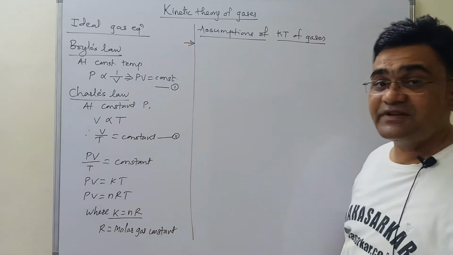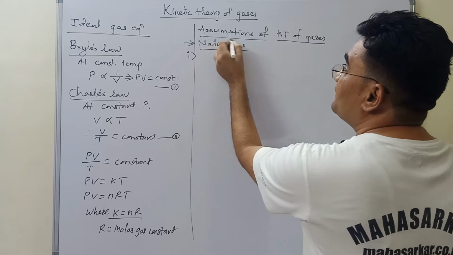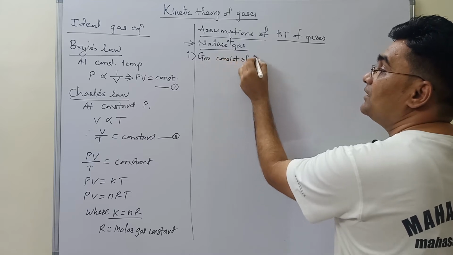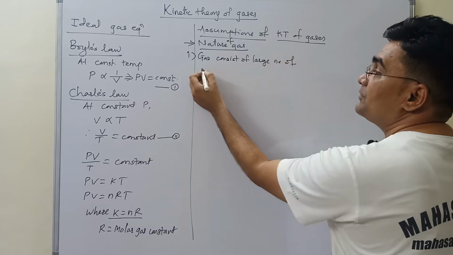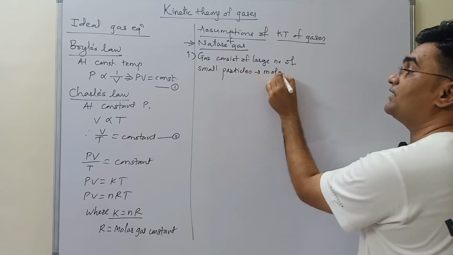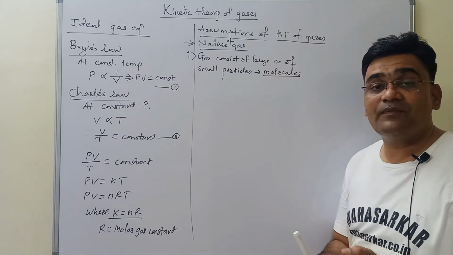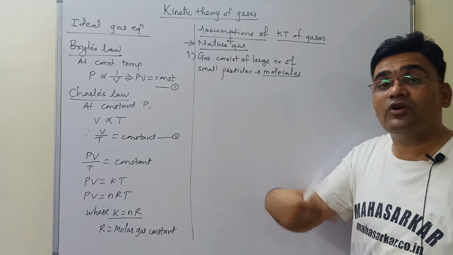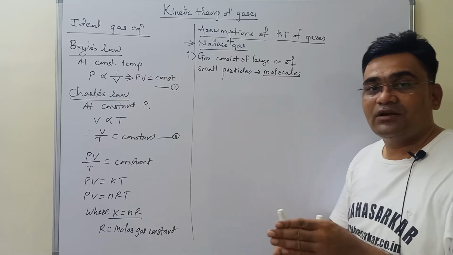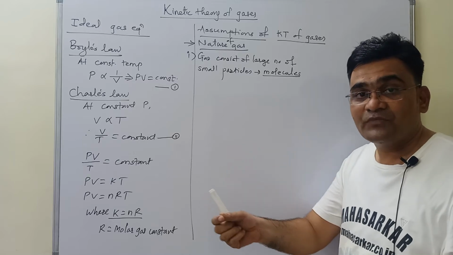There are two assumptions. First is regarding the nature of gas. According to this assumption, every gas consists of a large number of small particles, and these particles we now call molecules. According to the assumptions of kinetic theory of gases, a gas is made up of a very large number of small particles, and each particle, instead of calling it an atom, we now call a molecule. Why molecule? Because every gas cannot remain in a single atomic state. For example, hydrogen never remains in the H form, it is always in the H2 form. So H2 is nothing but a molecule.